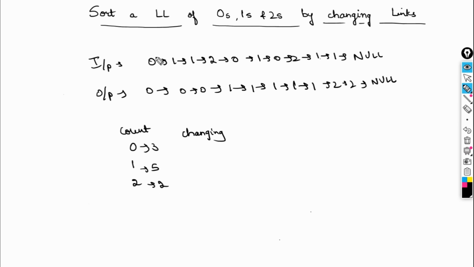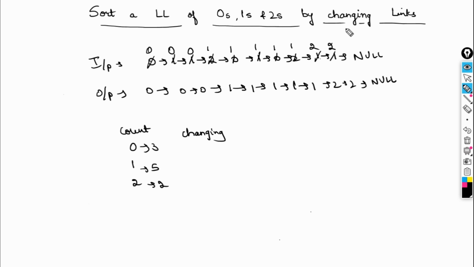For the first 3 nodes, change the data to 0, then for the next 5 nodes, change the data to 1, and for the next 2 nodes, change the data to 2. If we match this list and this list, they are the same. So one way is to change the data, without creating a new linked list; we just change the data inside the given linked list itself.